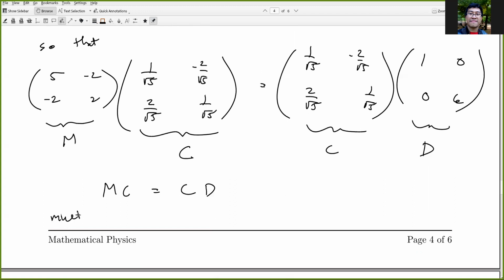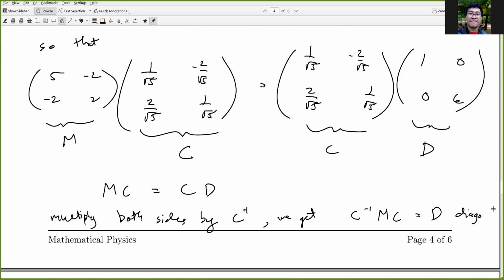If we multiply both sides by C inverse, we get C minus 1 MC. C minus 1 times C, that's 1. So you have D. And D, which is this matrix, this is a diagonal matrix. So basically, if we know C, we use this formula to get D, which is a diagonal matrix.